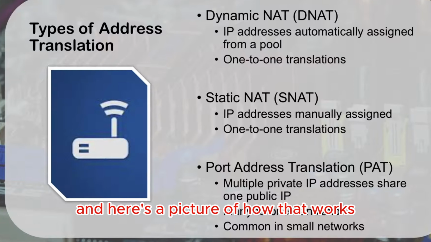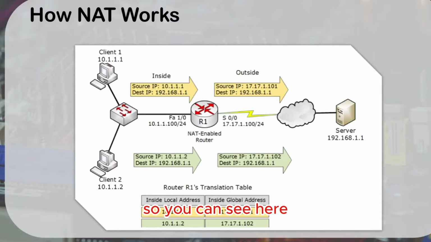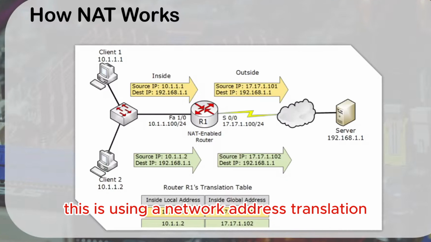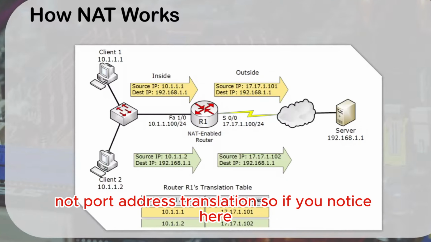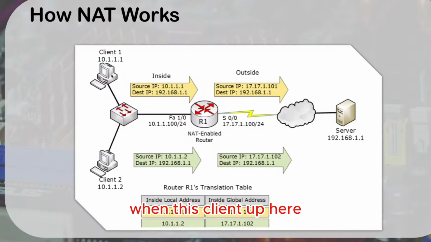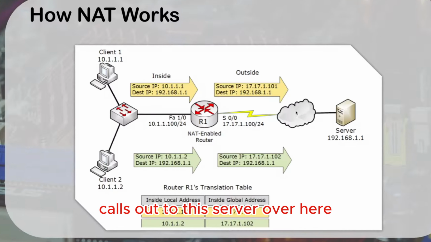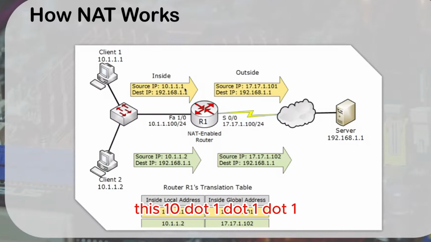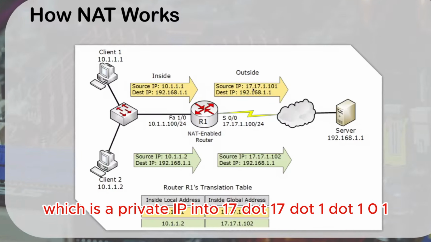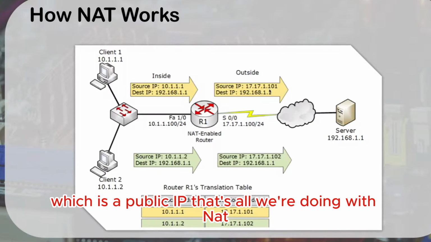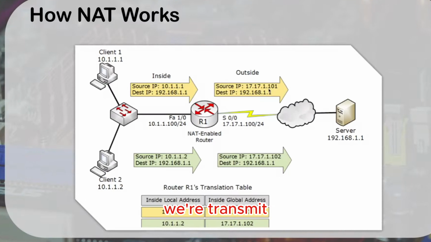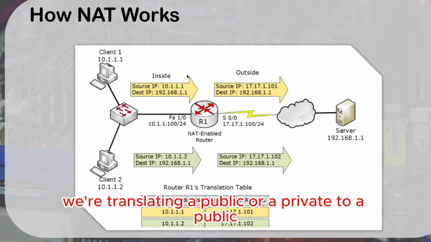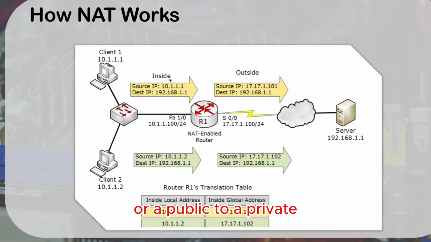And here's a picture of how that works. So you can see here, this is a NAT. This is using network address translation, not port address translation. So if you notice here, when this client up here calls out to this server over here, source and destination, it hits the router and changes this internal address, this 10.1.1.1, which is a private IP, into 17.17.1.101, which is a public IP. That's all we're doing with NAT. We're translating a public or a private to a public or a public to a private.